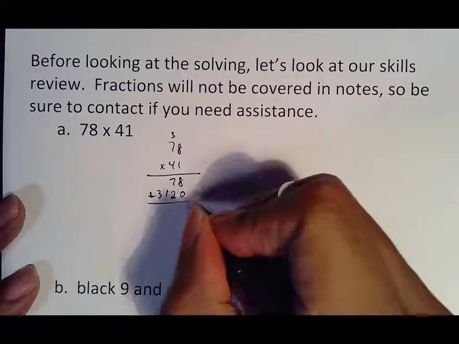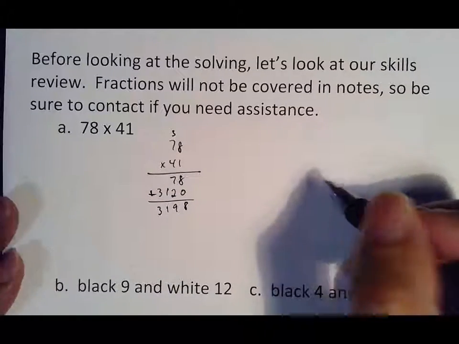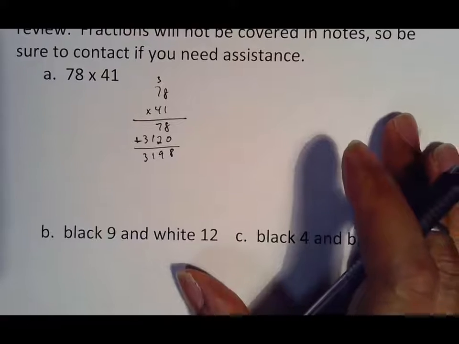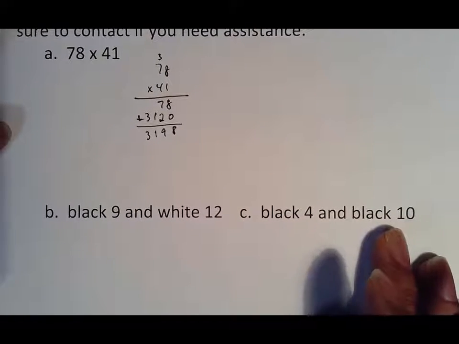You then add those things up. 8 and 0 make 8, 7 and 2 make 9, 1, 3, and again, that's the process that we do. It's very important, again, if you're having issues with any of this stuff, that you make sure to speak up and let somebody help you.